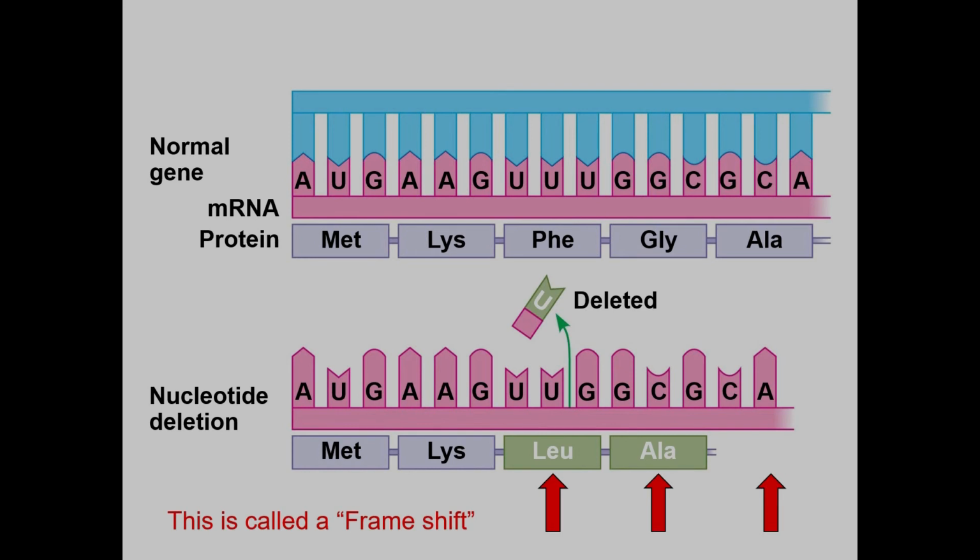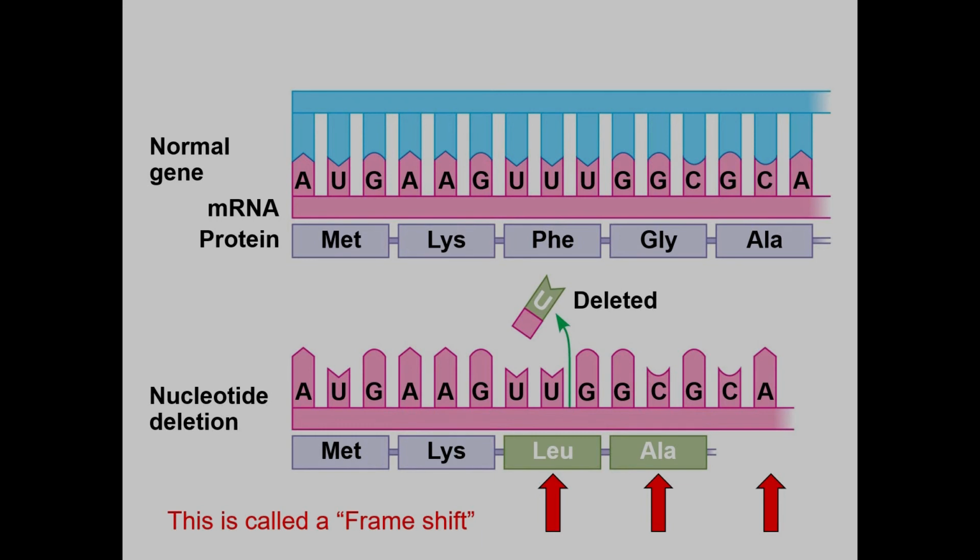Mutations that affect all downstream nucleotides are called frame shifts. Effectively, they're shifting the frame that is being read by the translation machinery. This allows really small mutations, a single base pair deletion for example, to make huge changes.